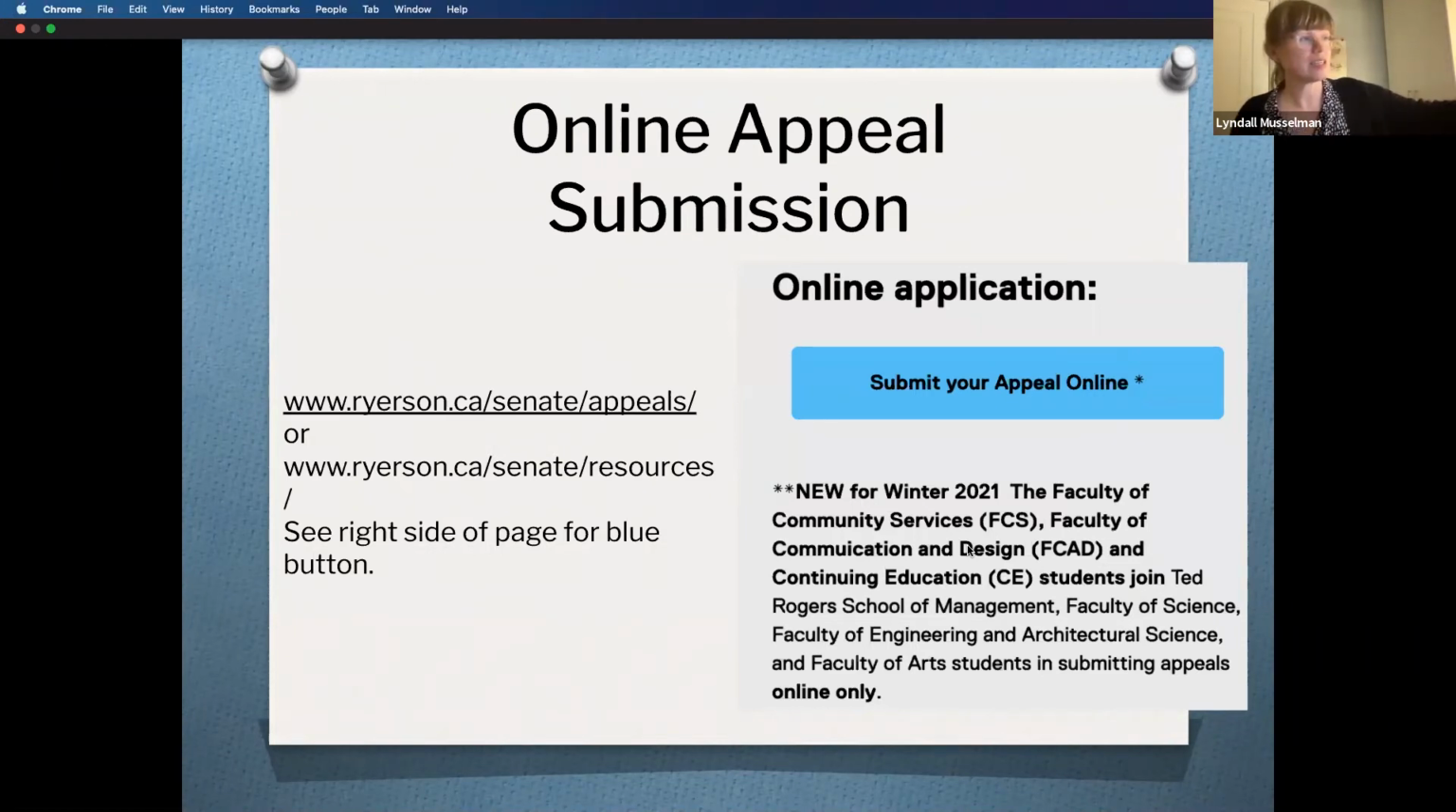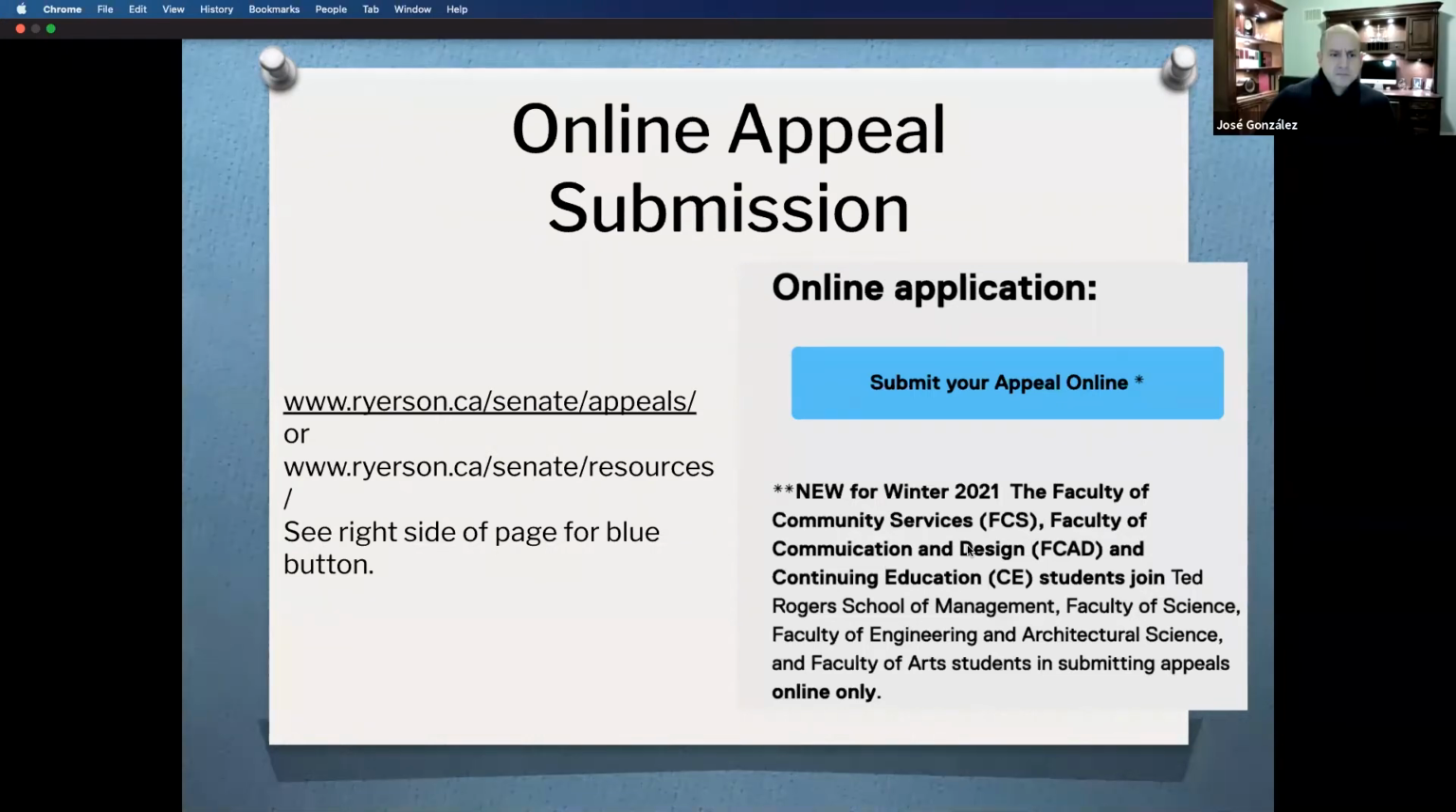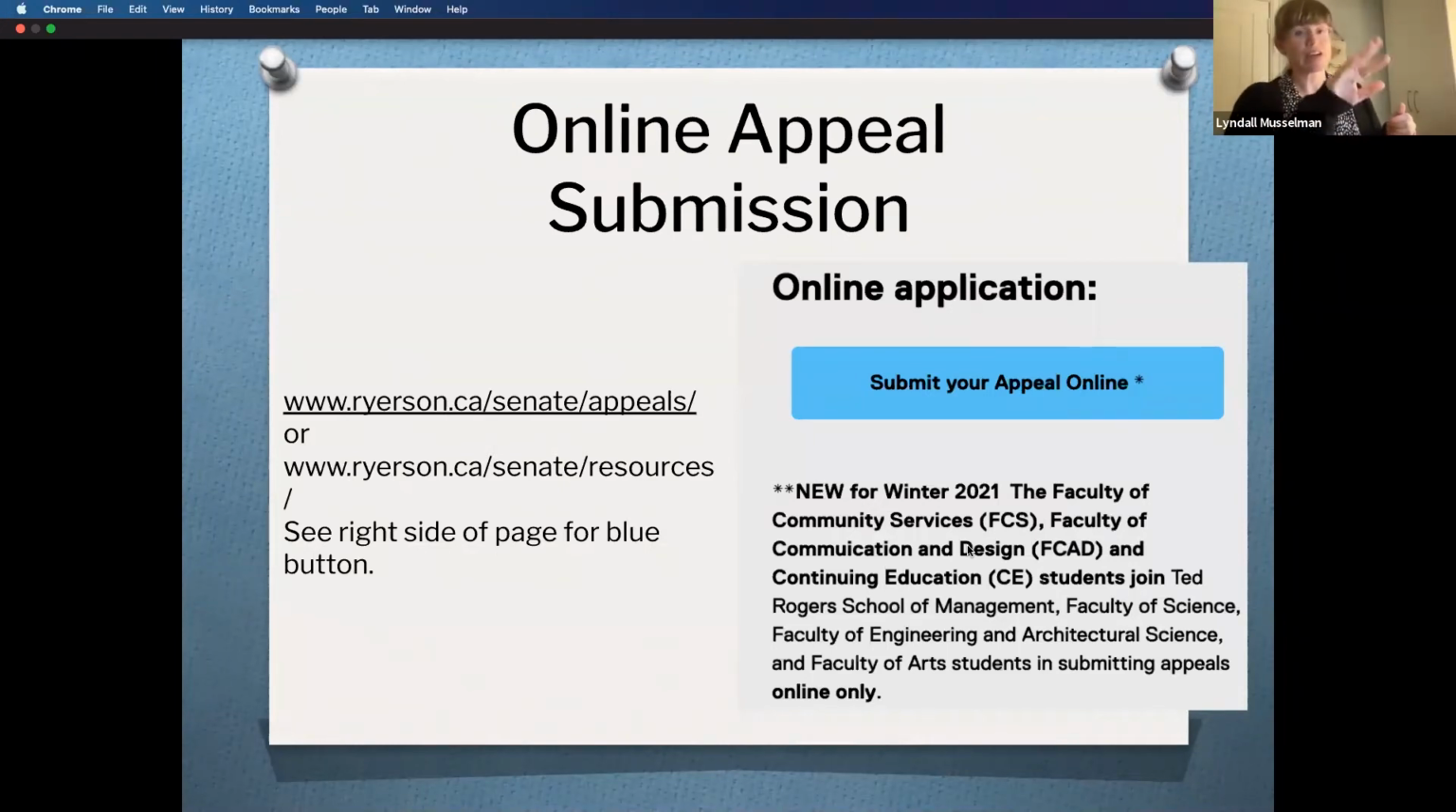So this is actually a screen capture. The blue bit here is a screen capture from the website. If you Google Ryerson Senate appeals, which I put in an answer to a question a student just asked, the first thing that will come up will be the website where you find the access to the portal. And it's just on the right side of the page. So you should be able to find it there.